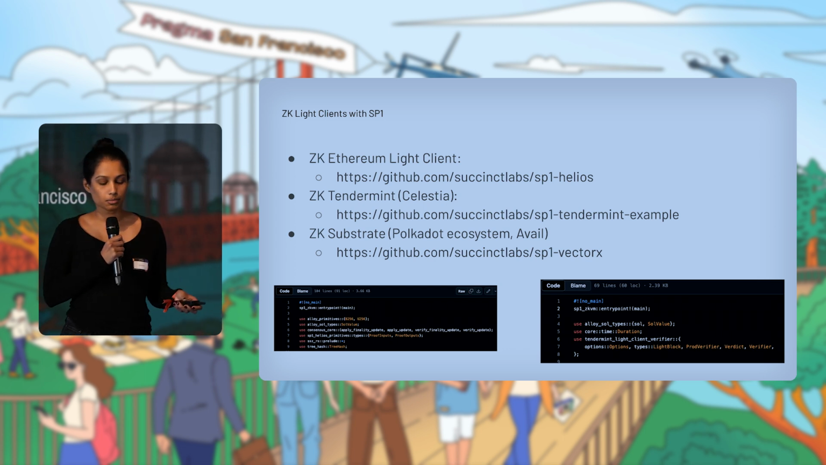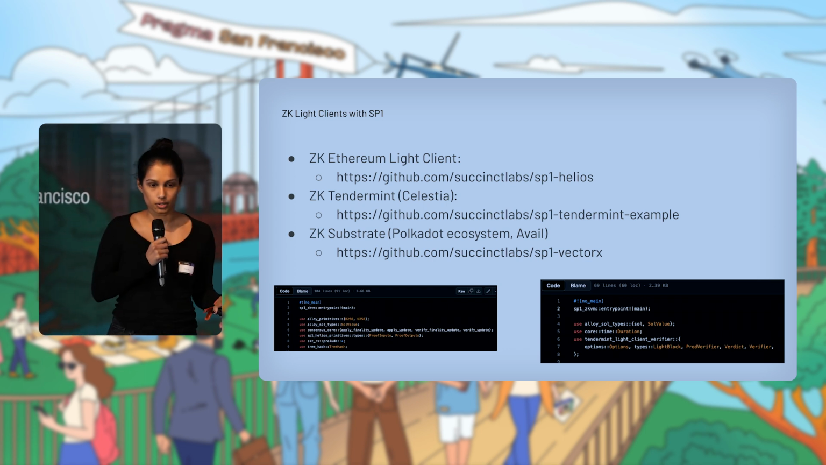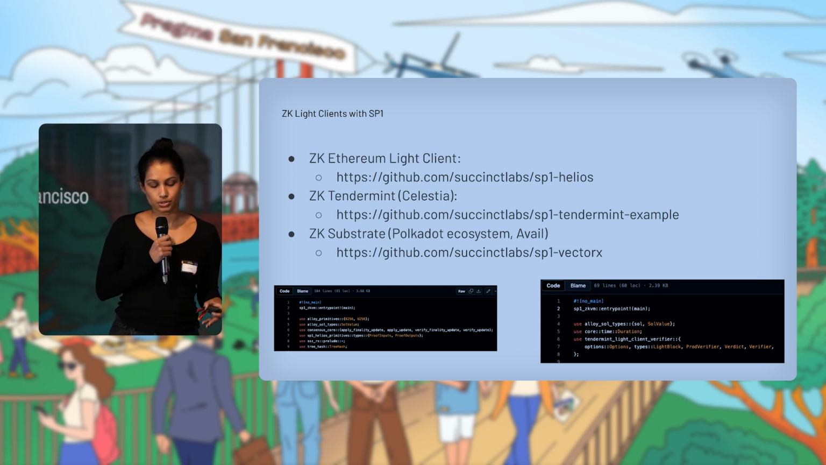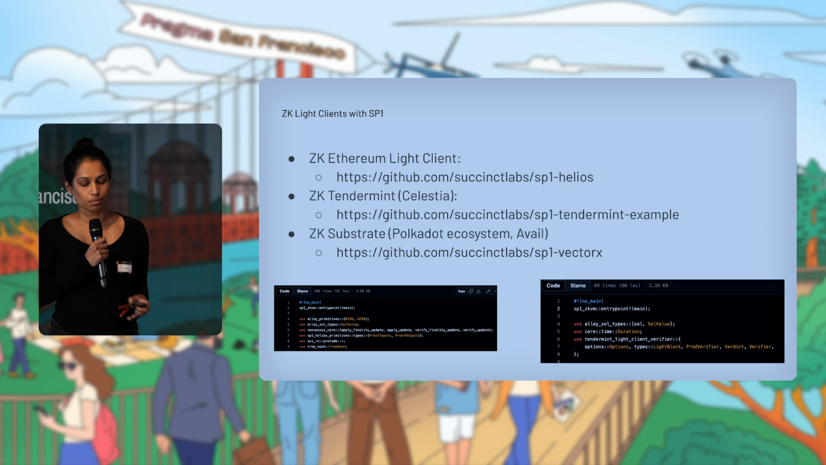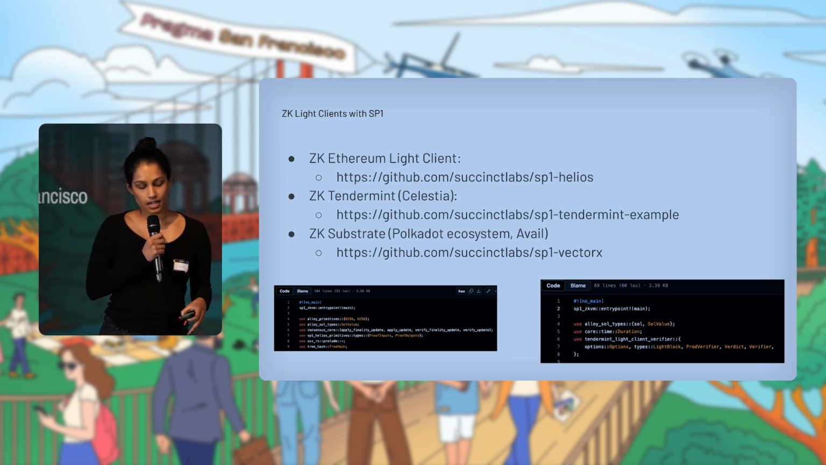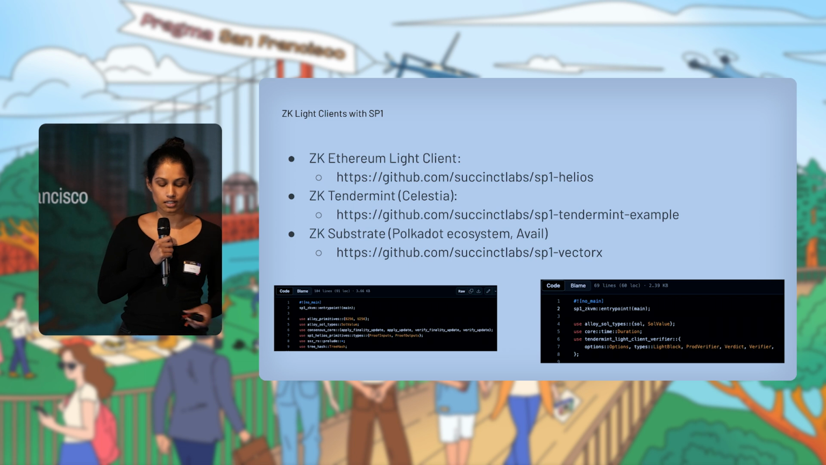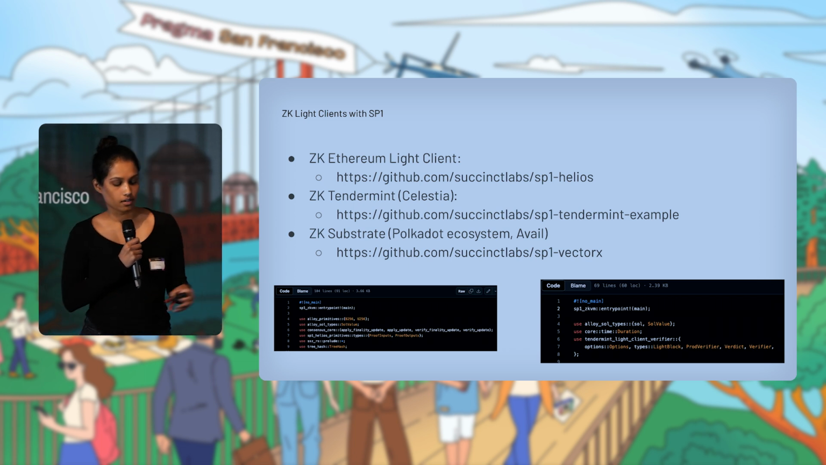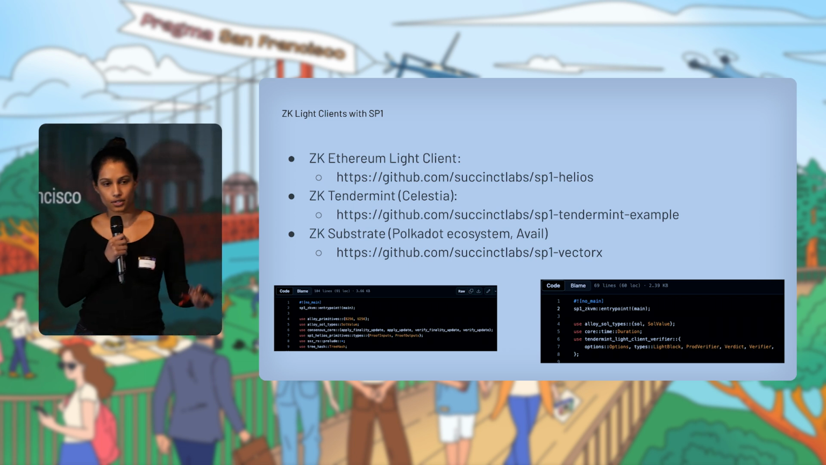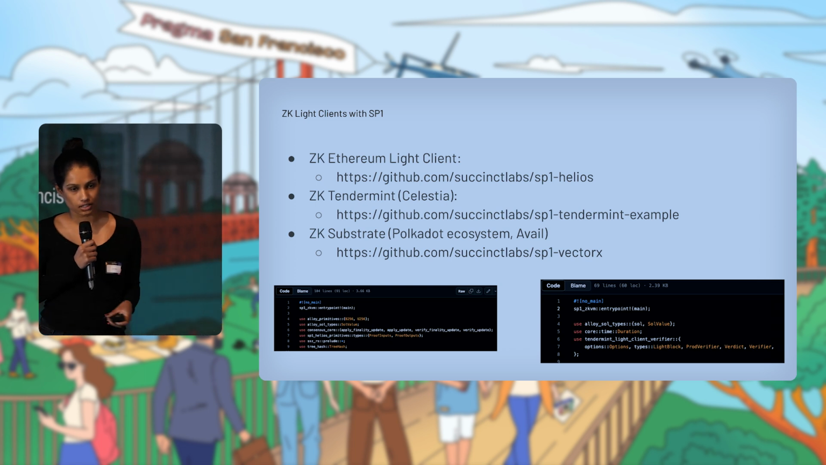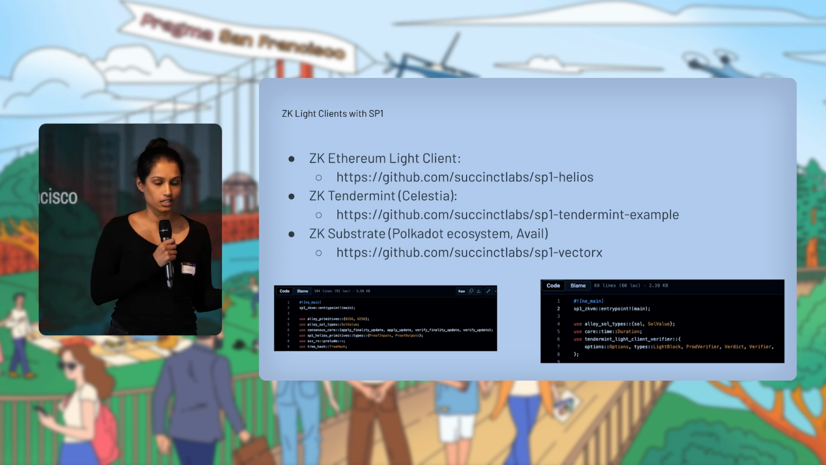And so we've built a bunch of ZK light clients with SP1 to talk between Ethereum, Tendermint-based chains in the Cosmos ecosystem, and then even chains in the Polkadot ecosystem. And again, I have some code examples here that show with SP1, you can just import existing libraries like Tendermint or Helios, which is a Rust Ethereum light client, and make all of these ZK light clients in very few lines of code very easily using Rust plus SP1.